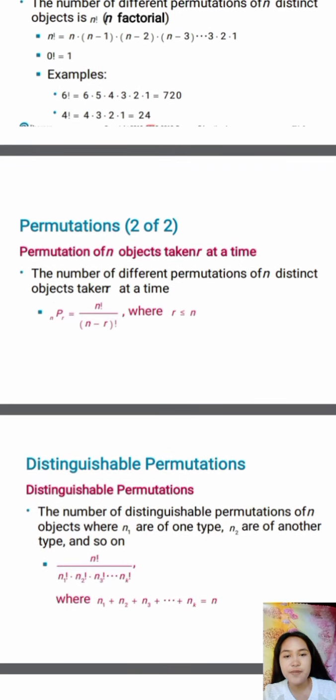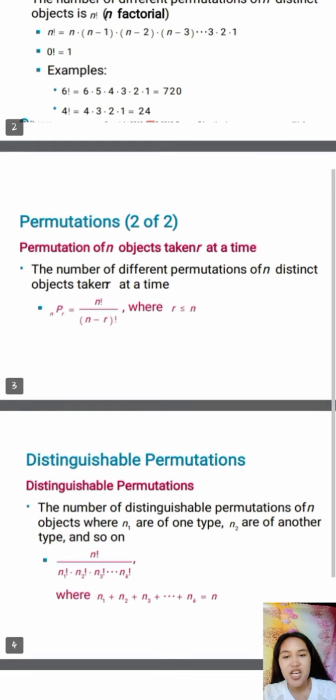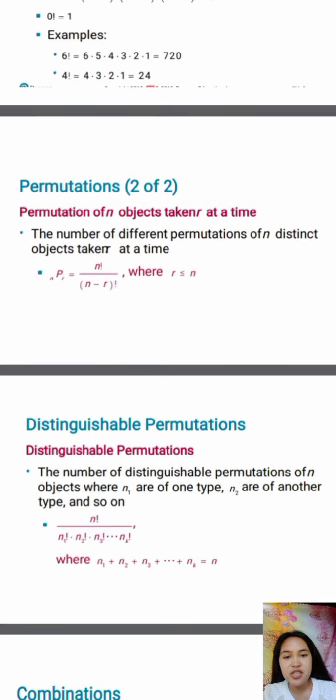Permutations of n objects taken r at a time. The number of different permutations of n distinct objects taken r at a time, nPr, is equal to n factorial over n minus r factorial, where r is less than or equal to n.